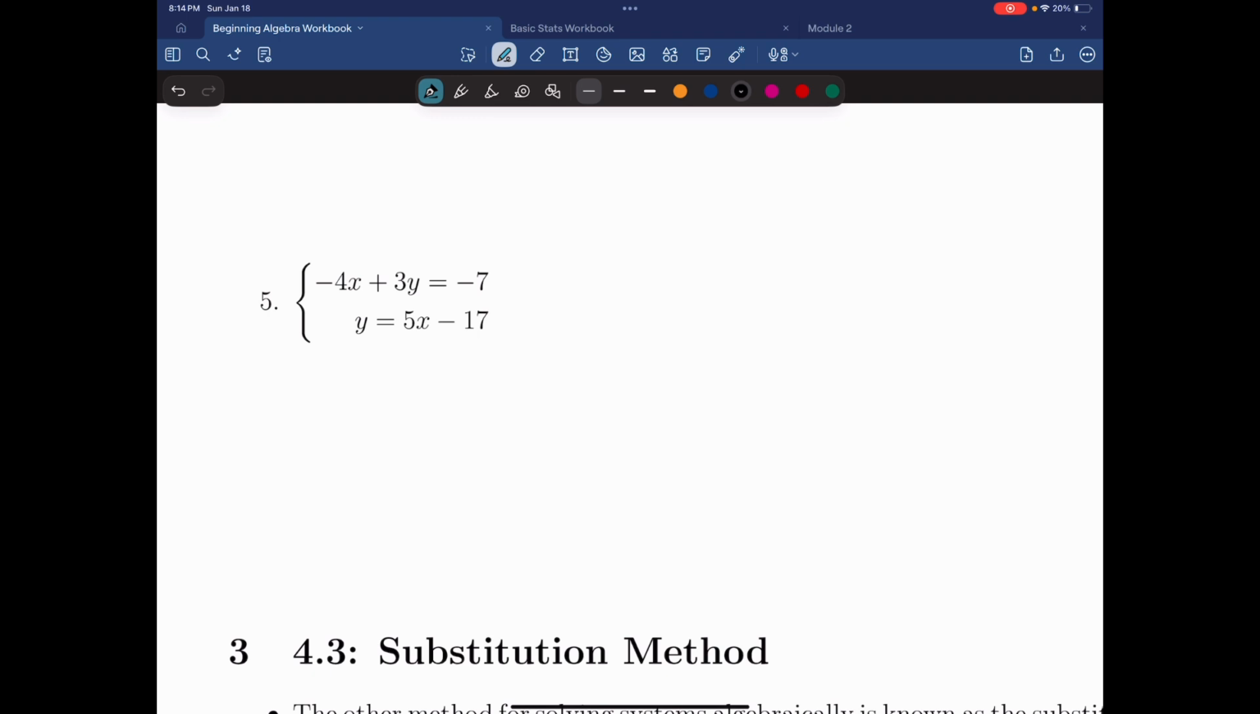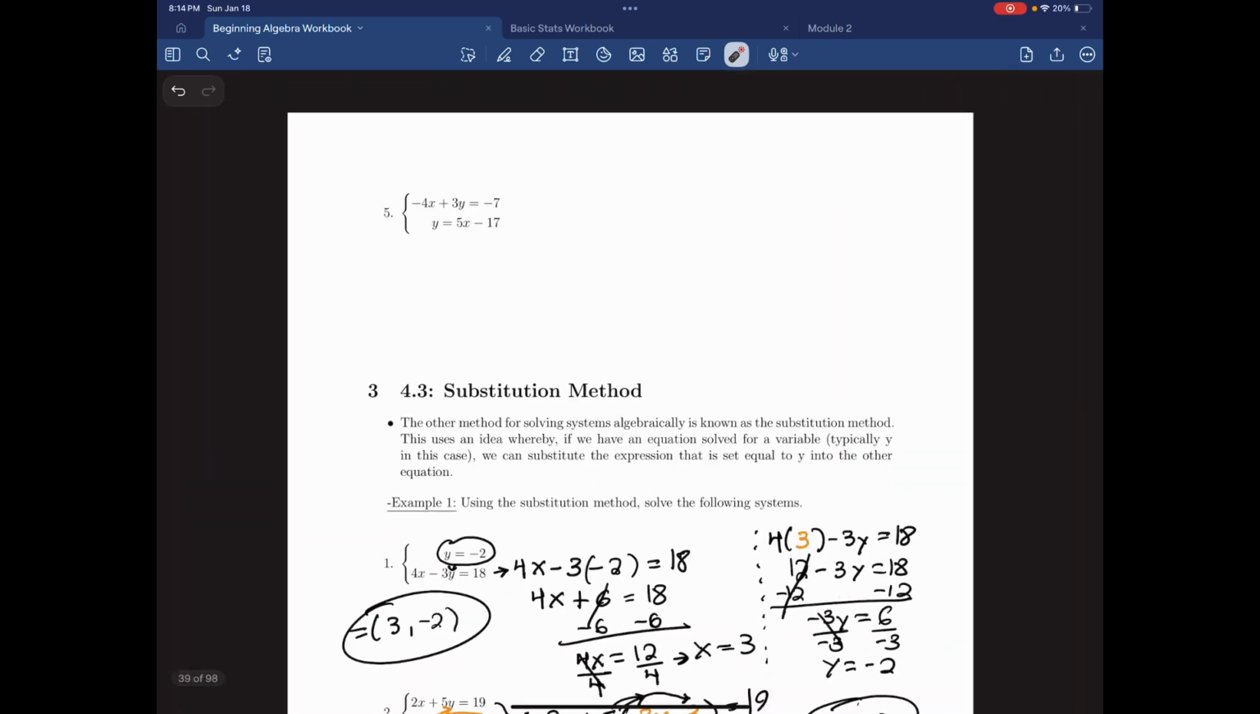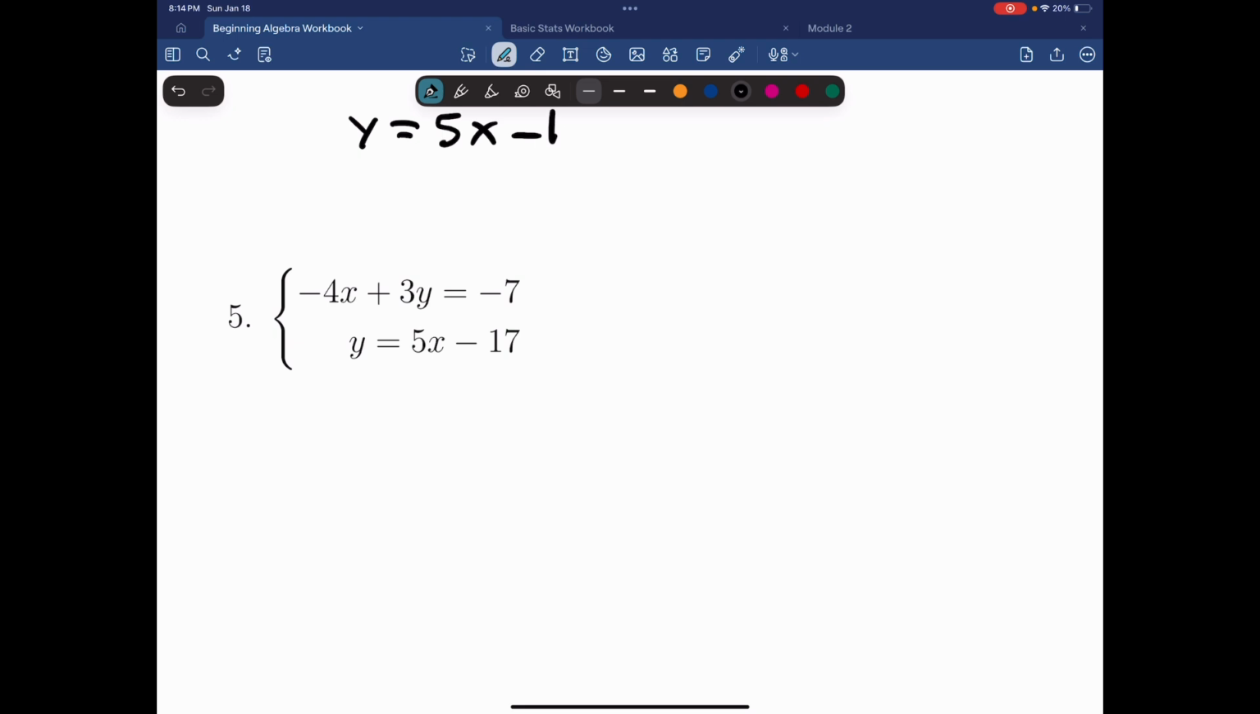So for our last example, we have the system negative 4x plus 3y equals negative 7 and y equals 5x minus 17. So this one looks a little bit different than what we've seen. And that's because the second equation here is set equal to y. But to make this look like all the other systems we've seen, what we are going to do is take the second equation here. I'm going to bring that up here. Y equals 5x minus 17.